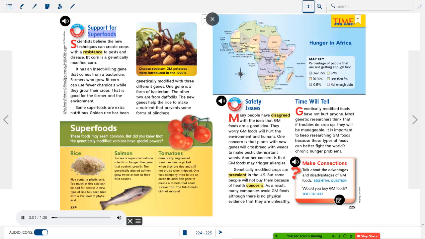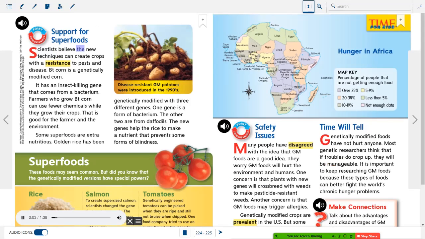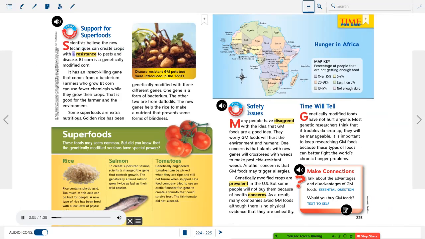Support for superfoods. Scientists believe the new techniques can create crops with a resistance to pests and disease. BT corn is a genetically modified corn. It has an insect-killing gene that comes from a bacterium. Farmers who grow BT corn can use fewer chemicals while they grow their crops. That is good for the farmer and the environment.